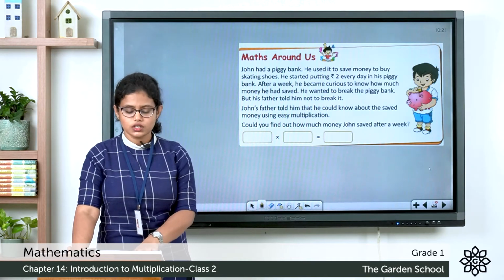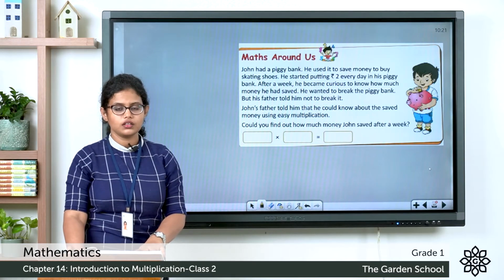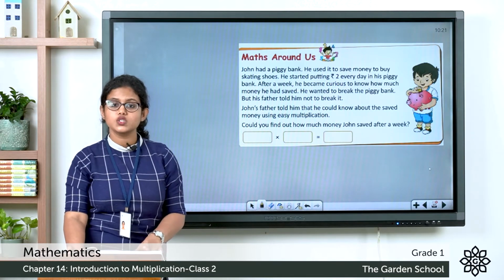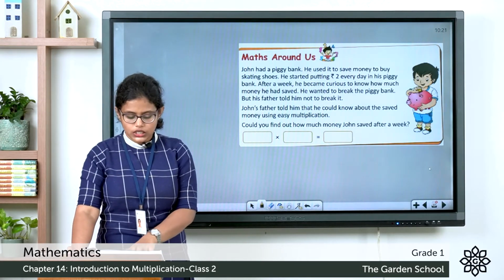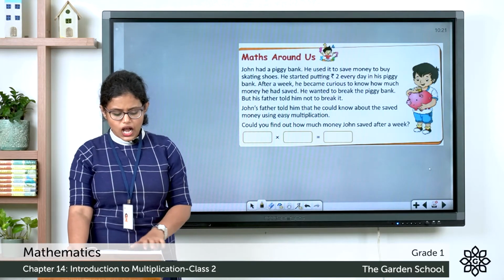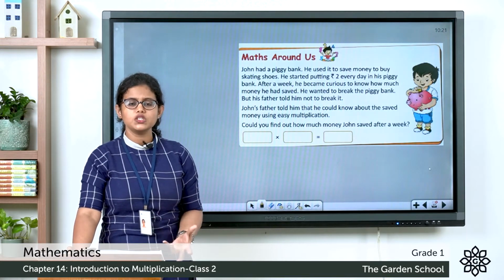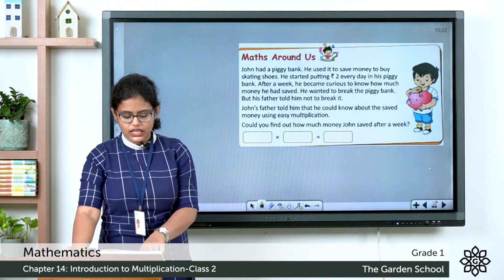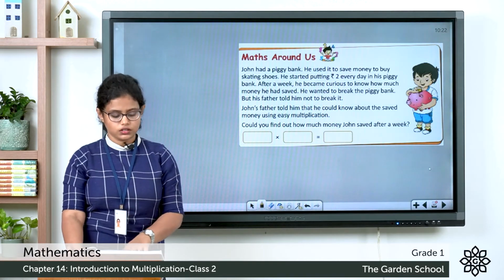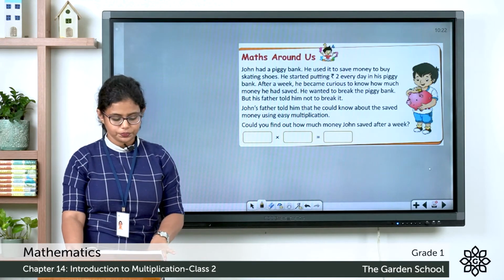He started putting ₹2 every day in his piggy bank. So how many rupees? 2 every day. After a week, he became curious to know how much money he had saved. He wanted to break the piggy bank, but his father told him not to break it.